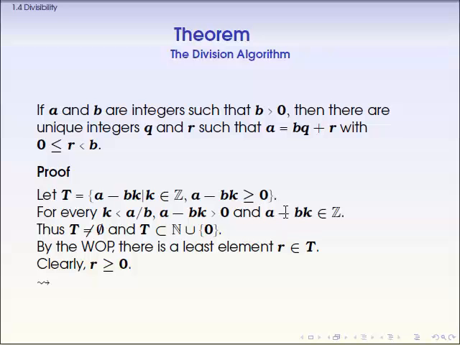And of course a minus bk is an integer. So T should include at least one integer of this style. So T is not an empty set, and it's a collection of only non-negative integers. So T should be a subset of the natural number set union 0.